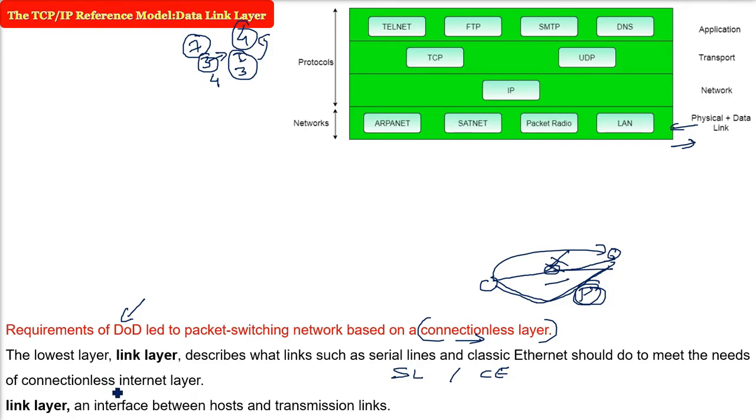I hope you got the idea. This is also the criticism of TCP/IP, that the link layer is actually not a layer. It is just an interface between the host and the transmission links, because it is just describing how this serial line and classic Ethernet should do what they should do in order to conform to the concept of the connectionless internet layer.